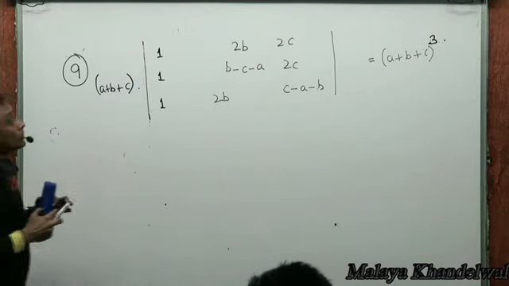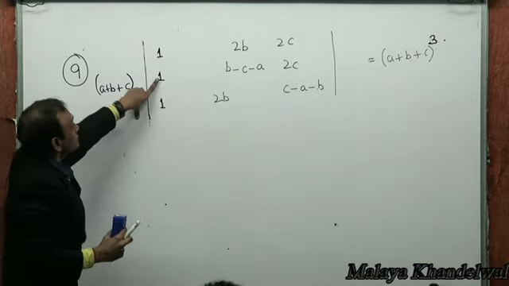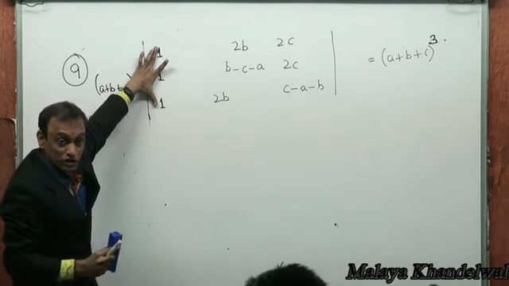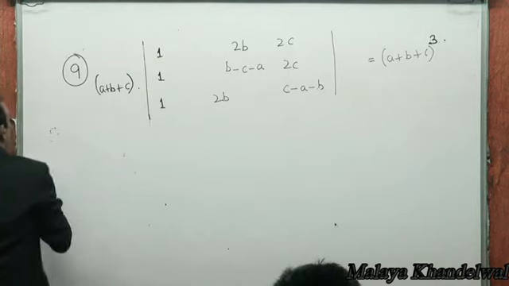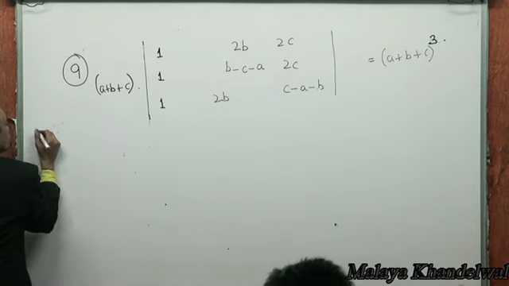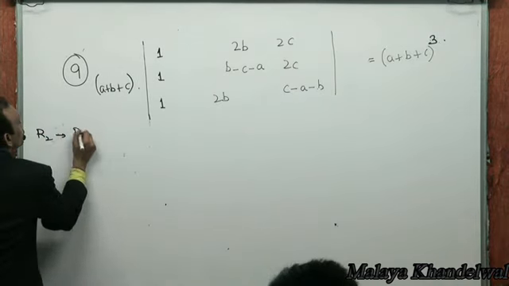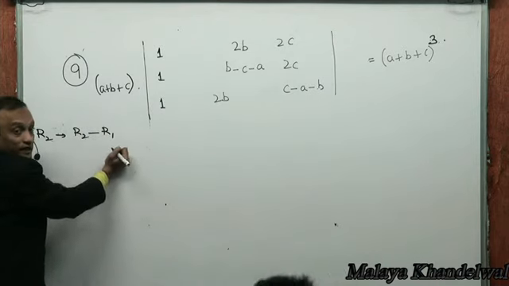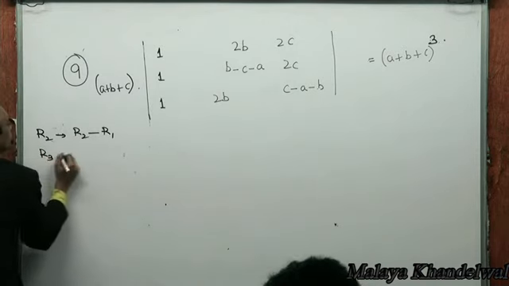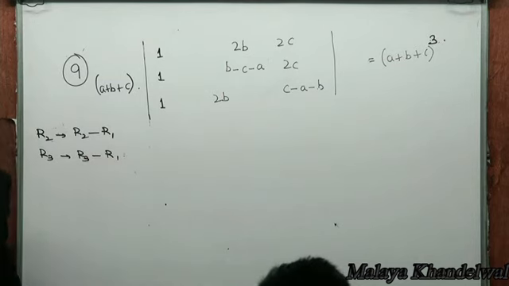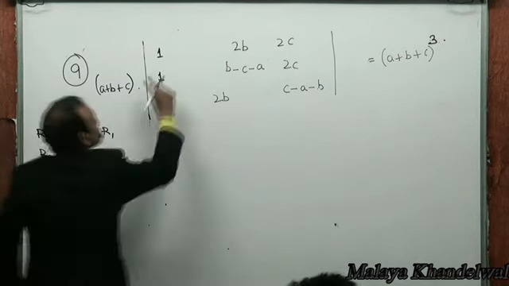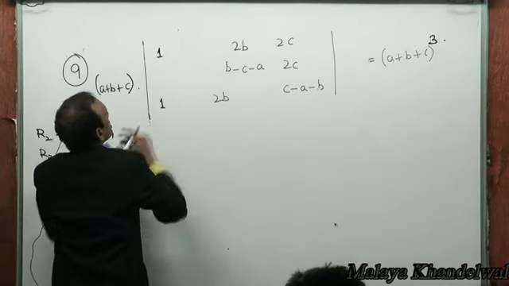Now, what I could do is expand about the first column. I want to make this 0 and this 0. So I'll perform the following operations. On row 2, I'll do row 2 minus row 1, and on row 3, I'll do row 3 minus row 1. Is that acceptable? So this minus this, 0.